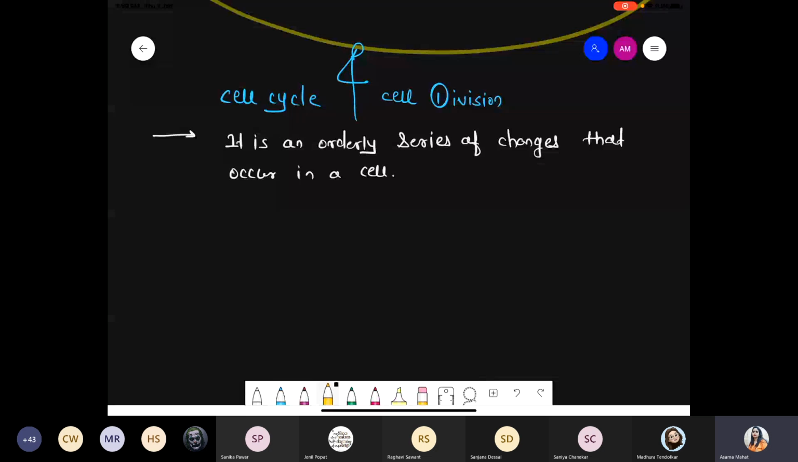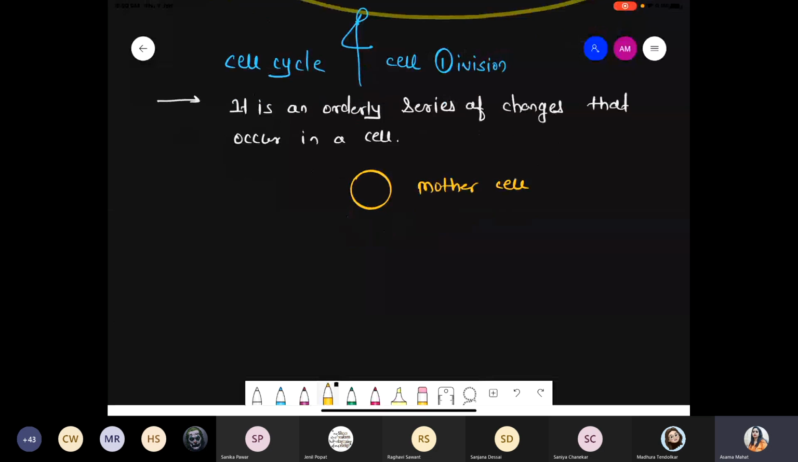Normally, what happens during the developmental stages when we are talking about the cell cycle? There is a presence of a mother cell or parent cell. Suppose there is one mother cell. This mother cell undergoes the process of duplication. It duplicates its genome, all its material, and its cell organelles, and after the duplication, it forms two daughter cells. So cell cycle means a series of changes, and due to that series of changes, from the mother cell there is a formation of two daughter cells.